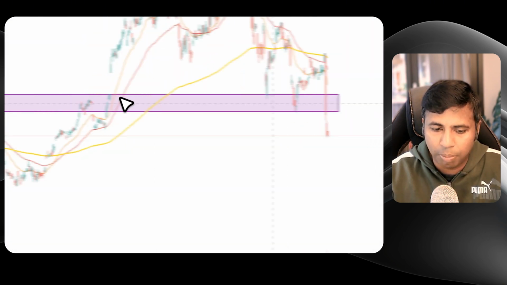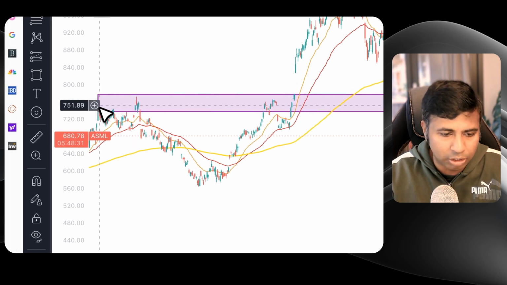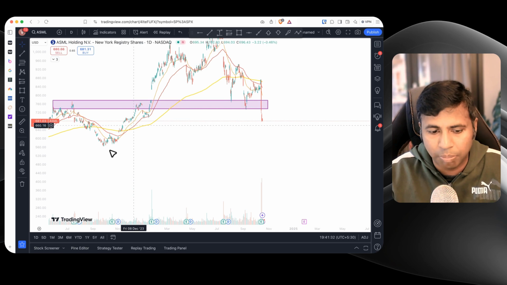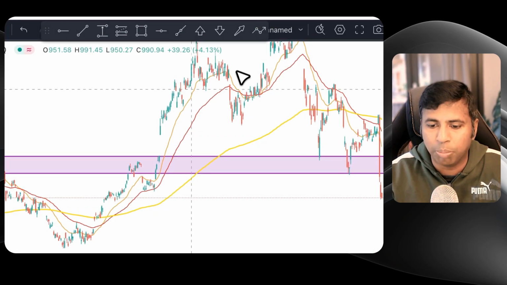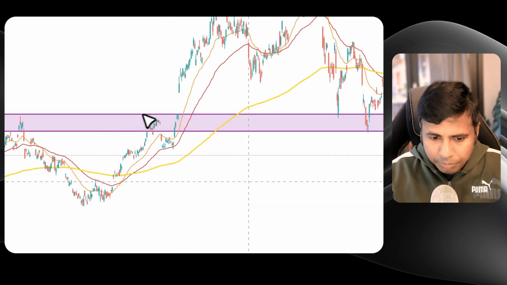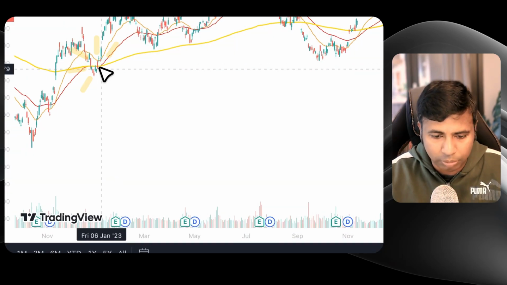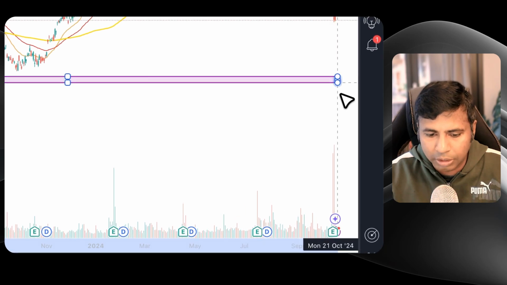And this is a price point that is very crucial, this particular 700 to 750 range, because this is a place from which it broke out and continued to rally. Now, if this downtrend continues, we can expect the stock to reach these price points.